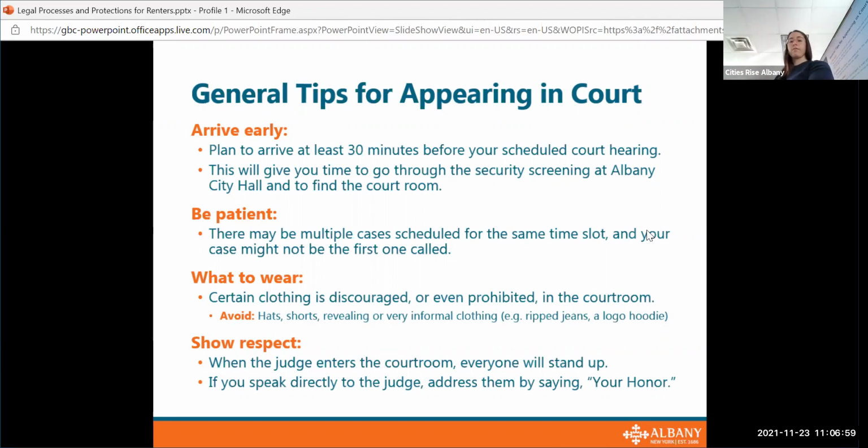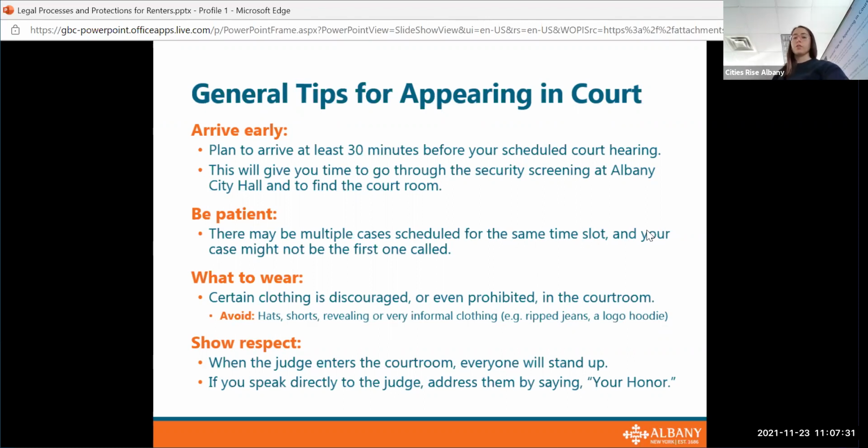In terms of what to wear to court, certain types of clothing would be discouraged or sometimes are even prohibited. For example, if you're wearing a hat, the court officer will most likely ask you to remove it. Clothing that's going to be very informal, such as a logo sweatshirt or really ripped jeans, or clothing that is really revealing is also discouraged in court. You just want to appear as professional as you can.